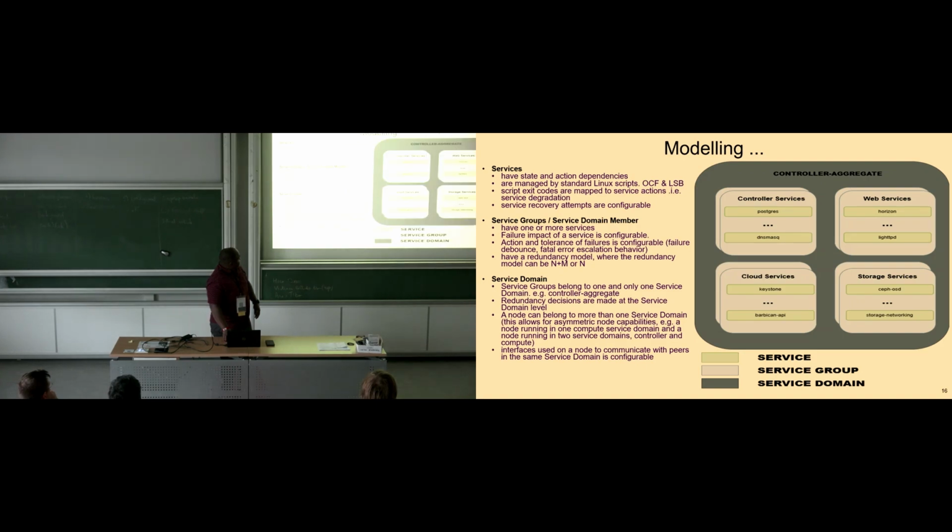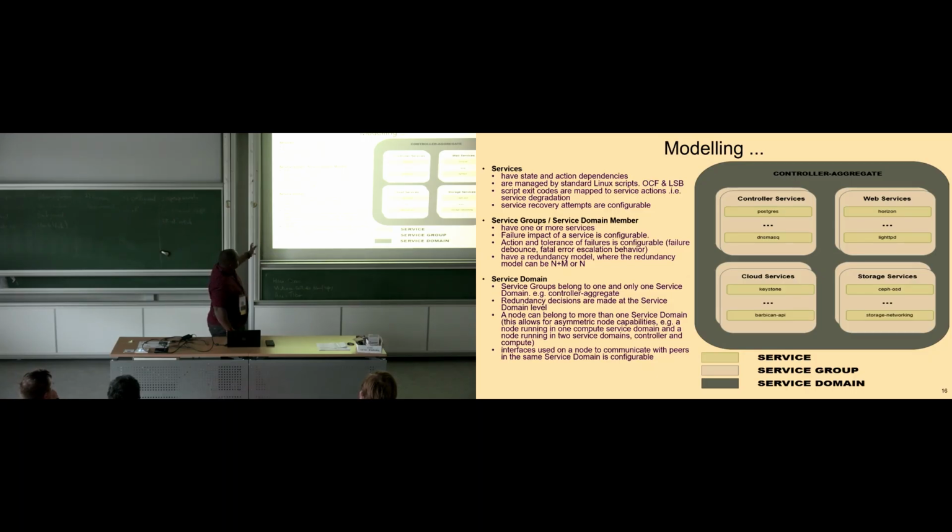Let's see if I can describe that a little bit better. It's a bit wordy, so bear with me. In the model, we have services, like Postgres, Keystone, Ceph. Then we have service groups, which is kind of a conceptual idea of where they fall, like storage services, cloud services, web services, controller services.